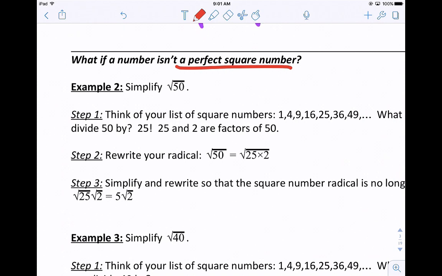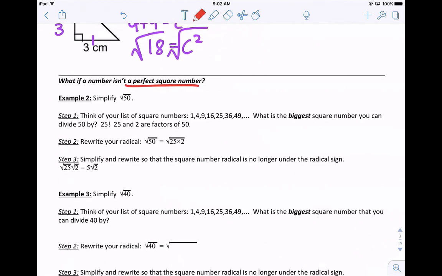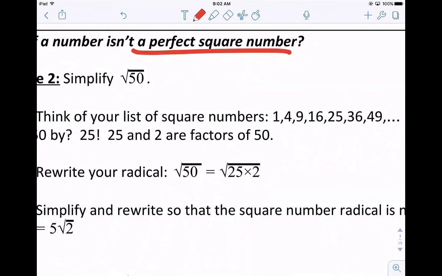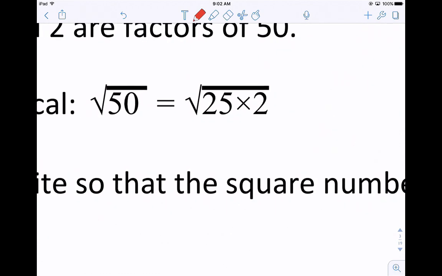So let's do the square root of 50. Think of your list of square numbers. What is the biggest number you can divide 50 by? And if you don't know, just go down the list. Can we divide 50 by 49 and get a whole number? No. How about 36? No. How about 25? Yeah, 25 we can. We can say the square root of 50 is the square root of 25 times 2.